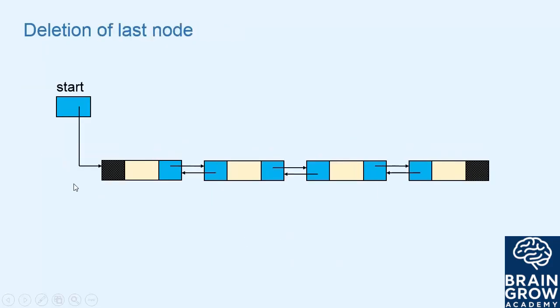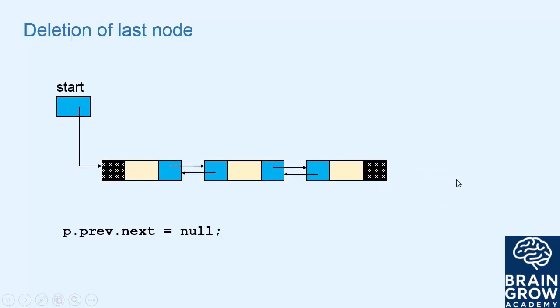Now let's see how we can delete the last node of the list. We need a reference to this last node. Now after deletion of this node, the previous node will become the last node. So its next part should be null. And this node is referred by p previous. So we write p previous next is equal to null. And now this node is removed from the list.